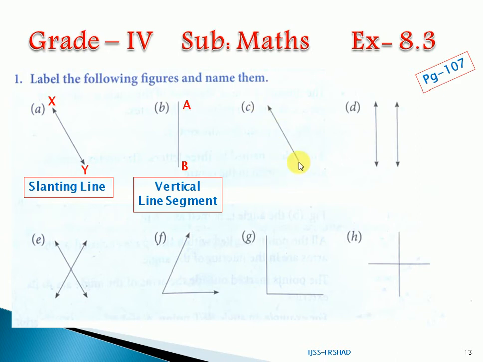Here you can see one end point and one arrowhead, so of course it's a ray, and you can see it's neither vertical nor horizontal, it's slanting. So you can write slanting ray. For the names, you can give here P, here Q, and then write the name slanting ray.